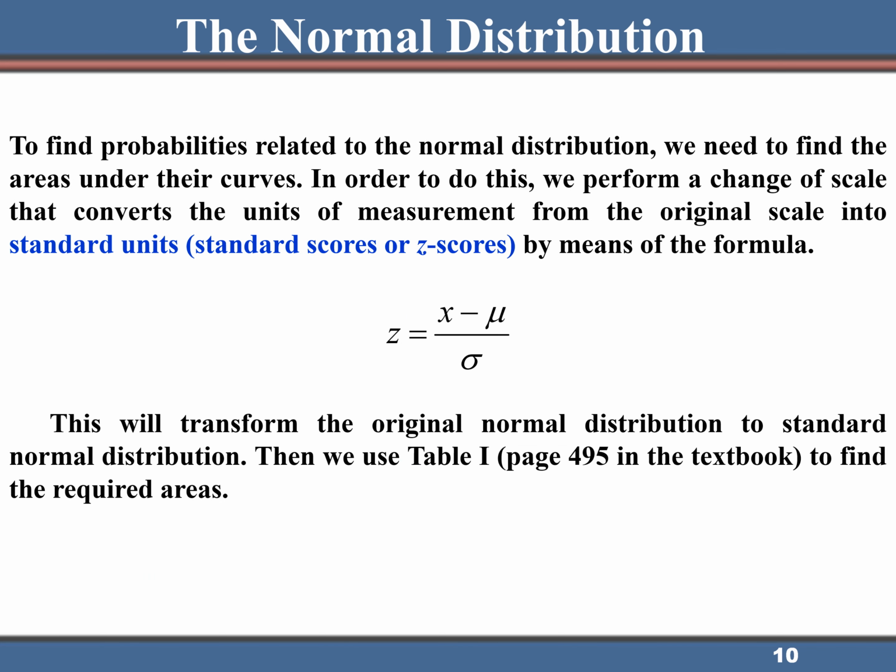Any value of a normally distributed random variable can be changed from the original x-scale to a standard unit or z-score by subtracting the mu and dividing the result by sigma. In fact, we are transforming a given normal distribution to a standard normal distribution. Probabilities involving a normal distribution now can easily be found by using the z-scores and Table 1, page 495 in your textbook. This table gives the area under the standard normal curve between 0 and a z-score.